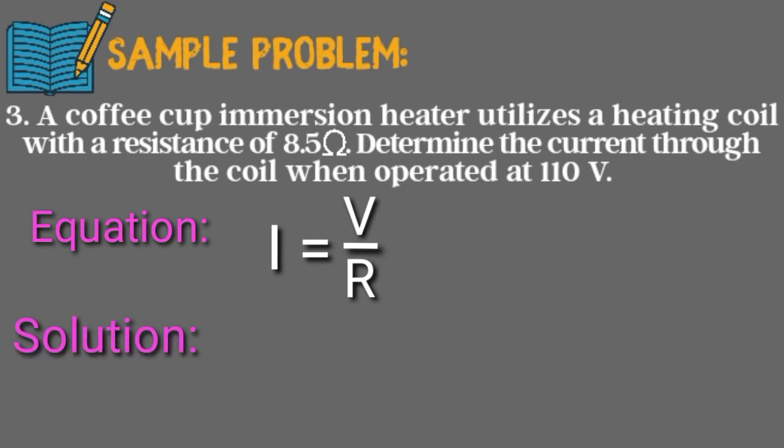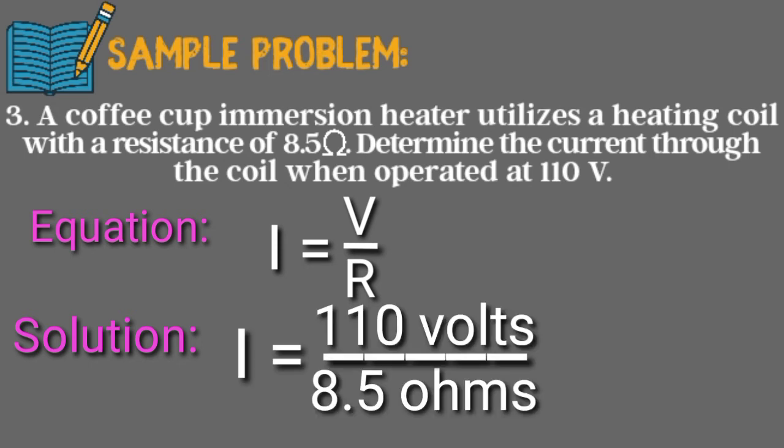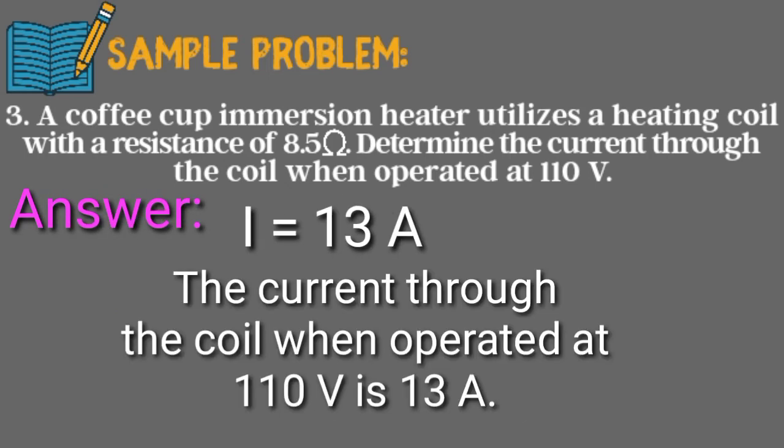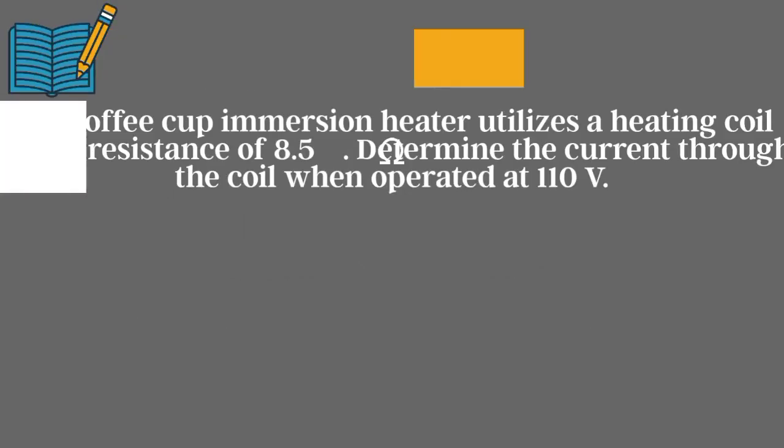For our solution, substitute V to 110 volts and R to 8.5 ohms. Our answer, I equals 13 amperes. The current through the coil when operated at 110 volts is 13 amperes.